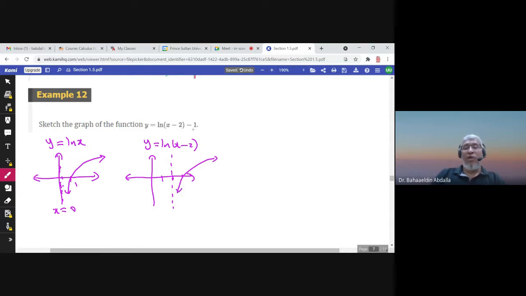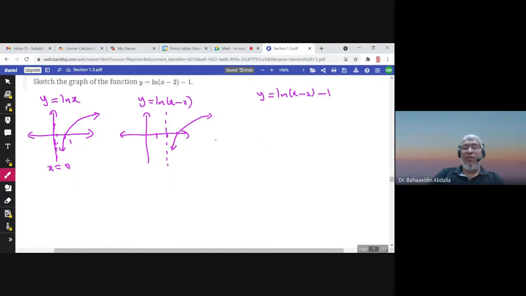If you take it 1 unit down, you graph ln of x minus 2, minus 1. Taking this graph 1 unit down will not change the vertical asymptote, but it will change this point. Instead of 3, you take it down 1 unit, so it would be here, and the graph would be like this. Okay, so this is the graph of this function.